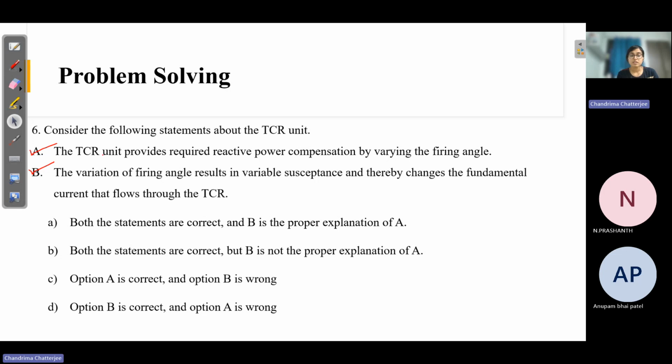So the first one is that the TCR unit provides required reactive power compensation by varying the firing angle. This is true, obviously. That's what we discussed: as the firing angle changes, the conduction time changes, the current also changes. That's how the reactive power also changes. This is correct. The second, variation of firing angle results in variable susceptance and thereby changes the fundamental current that flows through the TCR. So this is also correct. Option A is the correct one. So both the statements are correct and B is the proper explanation of A.